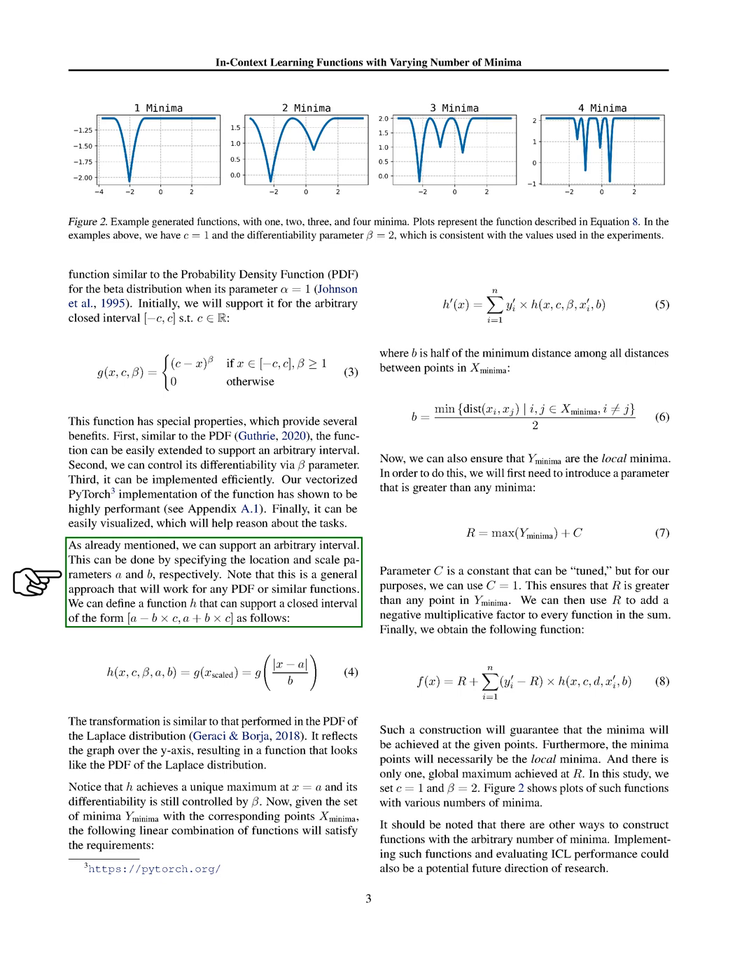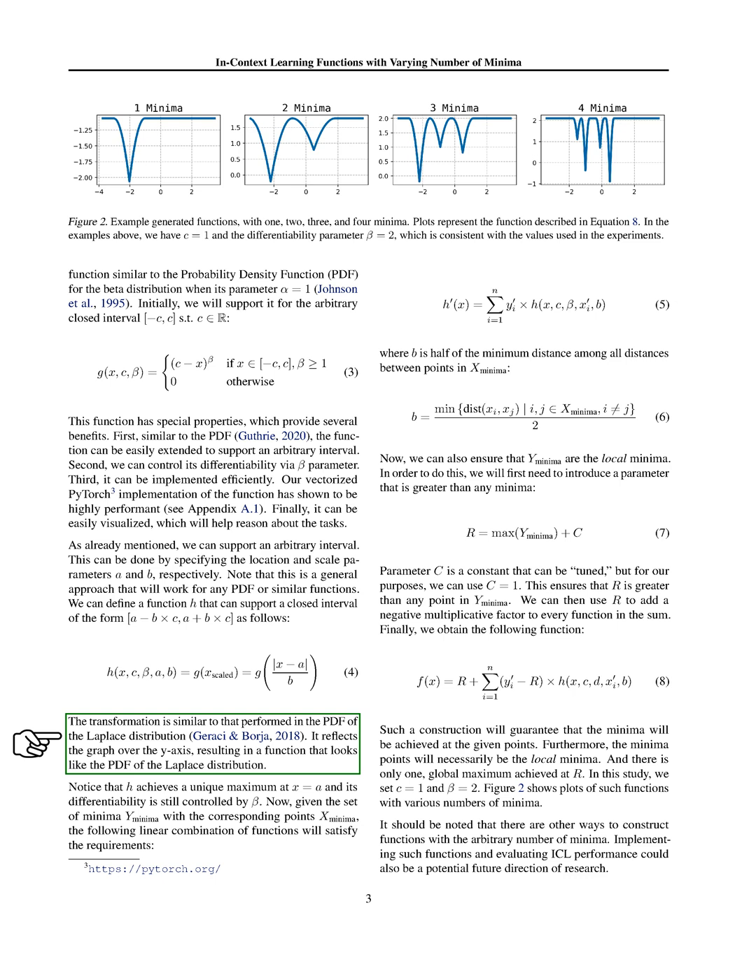We can define a function, h, that supports a closed interval of the form a - b*c to a + b*c. This transformation is similar to the one performed in the PDF of the Laplace distribution. It flips the graph over the y-axis, resulting in a function that looks like the PDF of the Laplace distribution. The function h has a unique maximum at x equals a, and its differentiability is still controlled by beta.